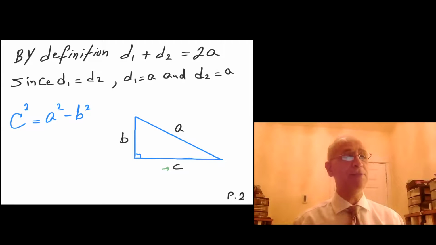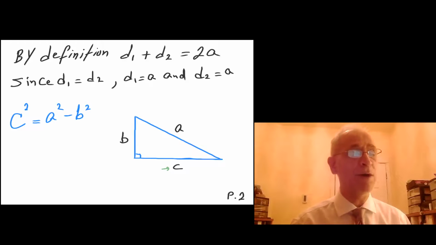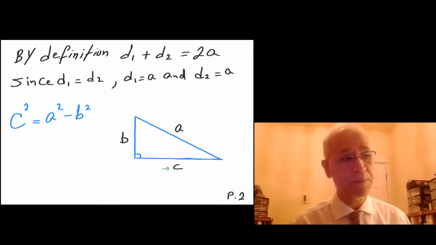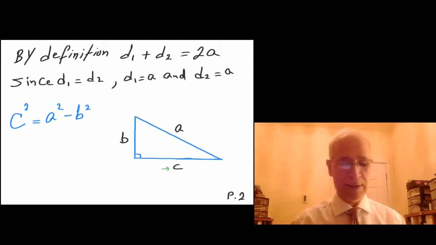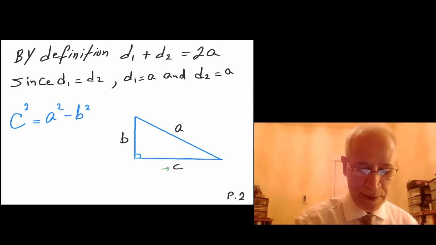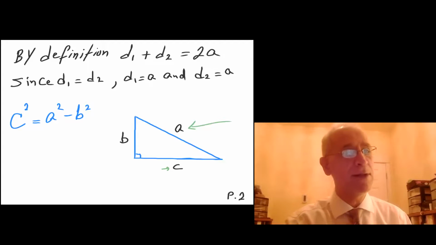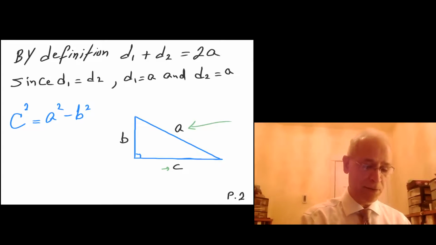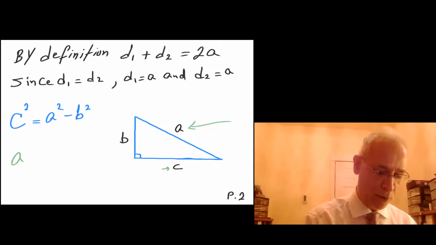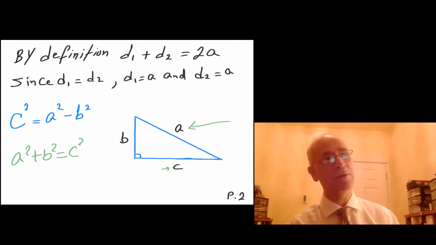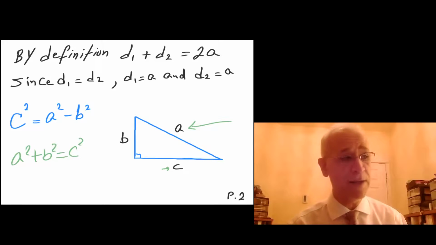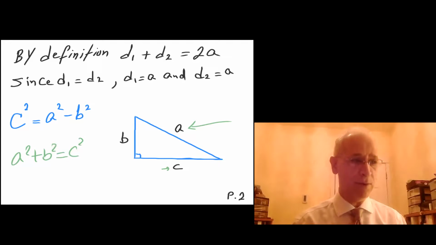I have C squared equals A squared minus B squared, simply because in this case, my A happens to be the hypotenuse of our drawing. And that's the most common mistake students make, because we are so used to saying A squared plus B squared equals C squared. At least in my experience, that is the most common mistake that students make.